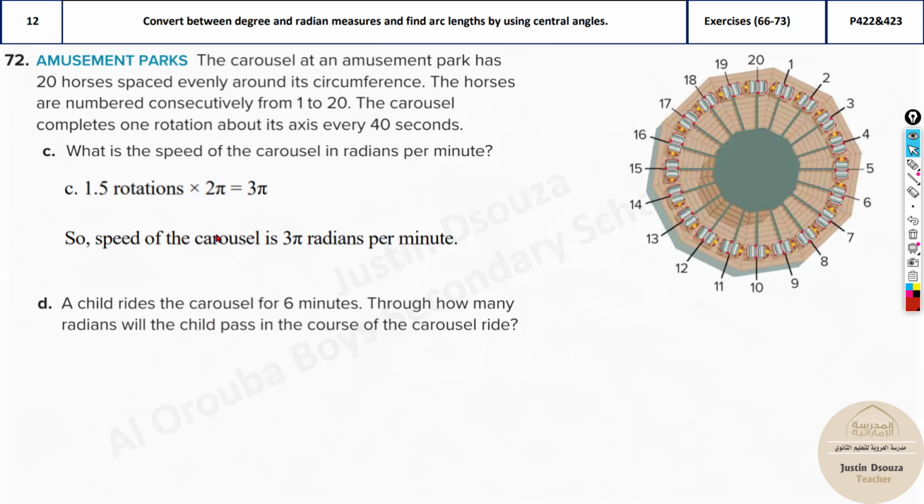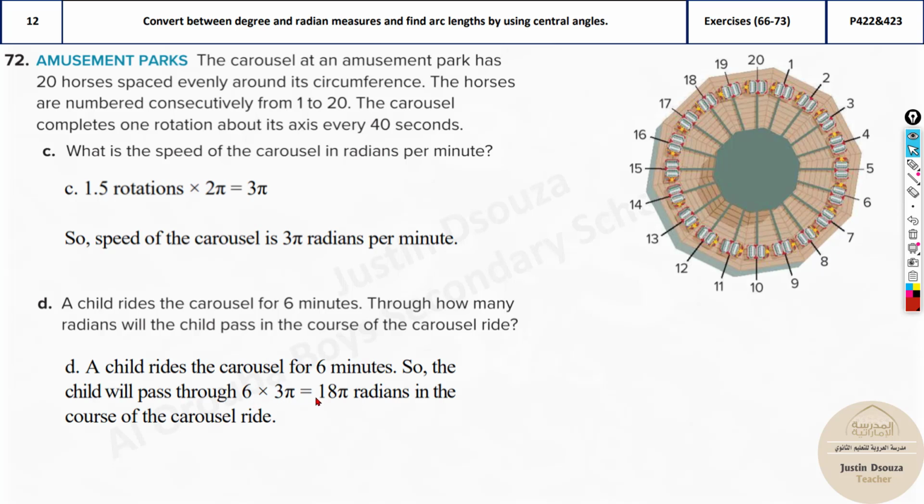Look here. The speed of the carousel is 3 pi radians per minute. Now, how much is this child riding? 6 minutes. So just multiply this. 6 times 3 pi. That's it. Because we already found per minute, right? We know for 1 minute it is so much. For 6 minutes, just multiply. You can do the equation as well. It will be the same thing. 6 times 3 pi, it's 18 pi radians in the course of the carousel ride, whichever the child opts for, a 6 minute ride.